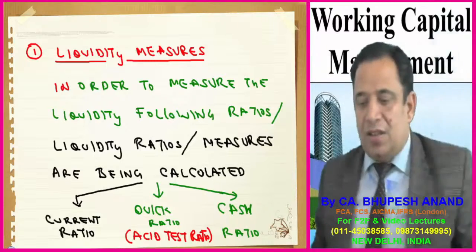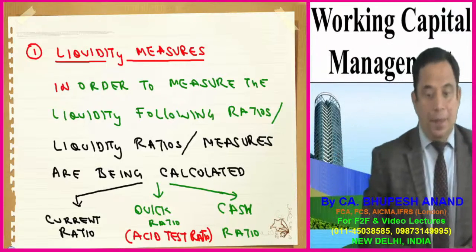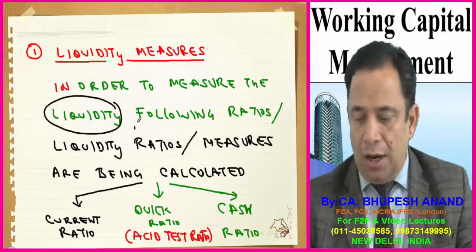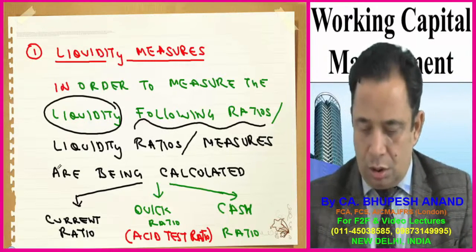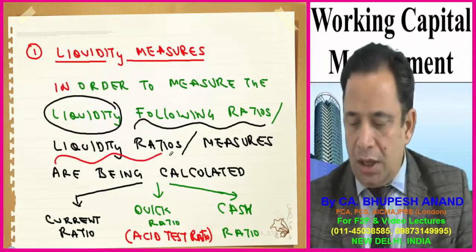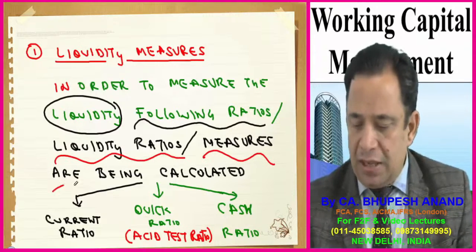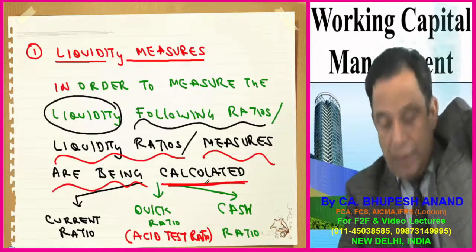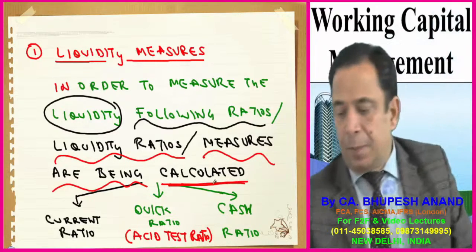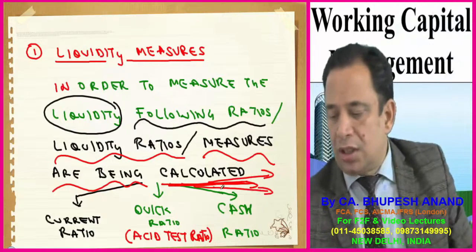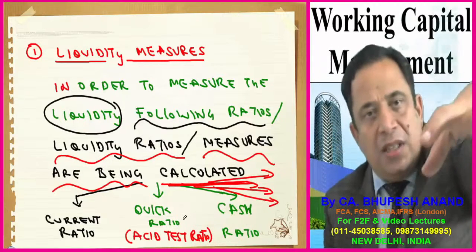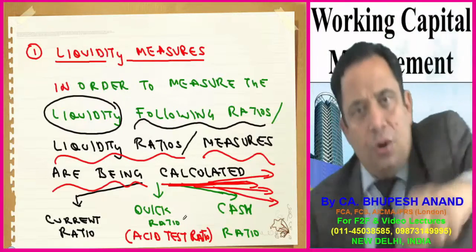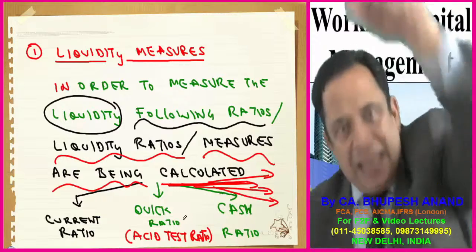So liquidity measures. In order to measure liquidity, the following ratios or liquidity measures are calculated. And I have prepared a slide for you. Six or seven ratios are there. But first, set number 1, I will be telling you 3 ratios: current ratio, quick ratio, and cash ratio.